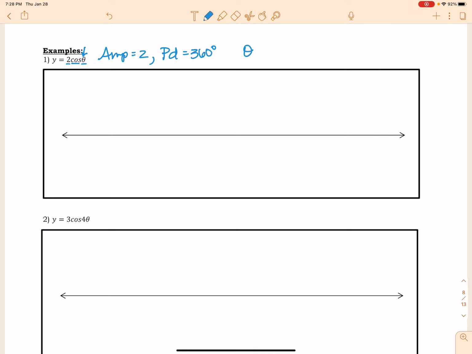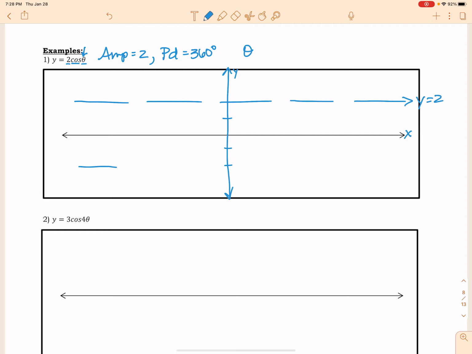So what I'm going to do is I'm going to draw in my y-axis right here. And since my amplitude is 2, I'm just going to draw some dashed lines to indicate that. And this, of course, is not necessary, but it does help with looking at the graph where it stops and starts. So we are going to make 4 equal marks to the left and the right of the y-axis.